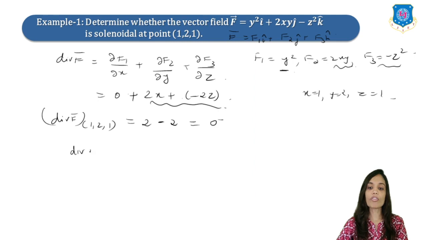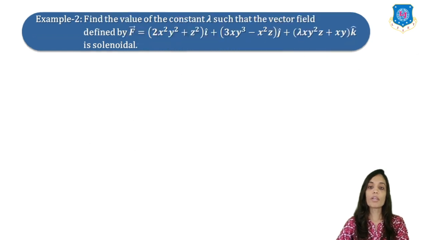So divergence of f bar is equal to 0 at point P. Therefore, we can say that the vector field f bar is solenoidal. Okay. Now let us solve one more example. We have to find the value of lambda for the vector field f bar, provided this vector field is solenoidal. So you are given that this vector field is solenoidal. So what can we write? The divergence of f bar is equal to 0, because we are given that f bar is solenoidal.